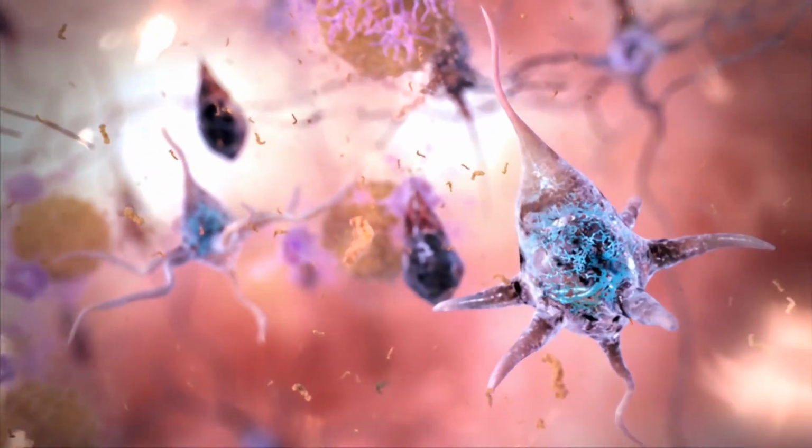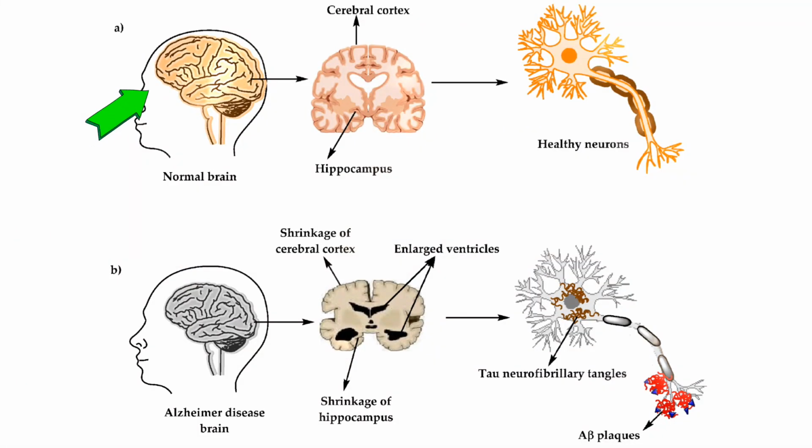Here is the difference between a healthy brain and an Alzheimer's patient. Have a look at this. It shows shrinkage of the cerebral cortex and hippocampus as well as enlarged ventricles. You can also see here tau neurofibrillary tangles and beta plaques in the patient's brain.